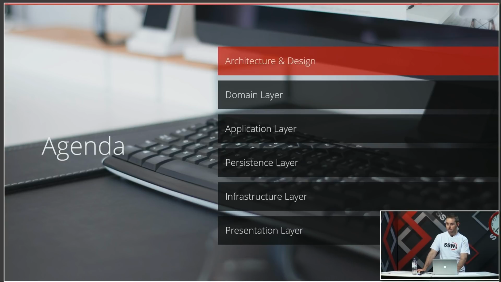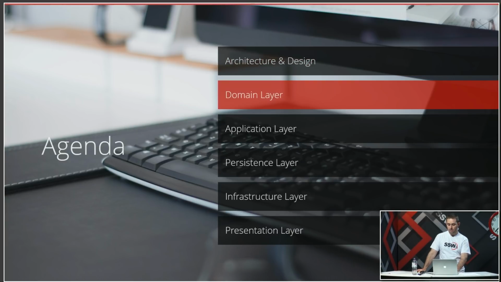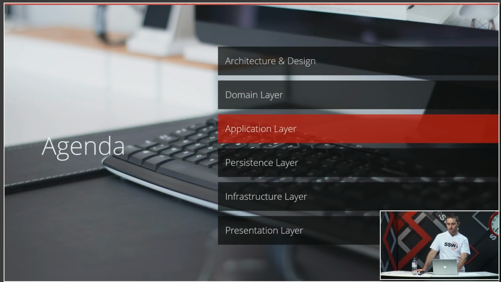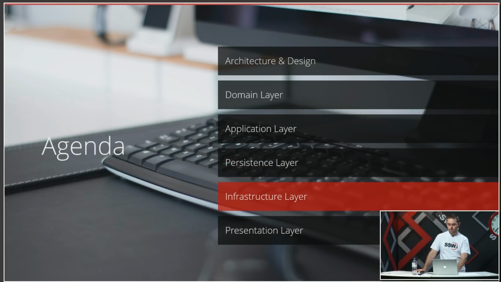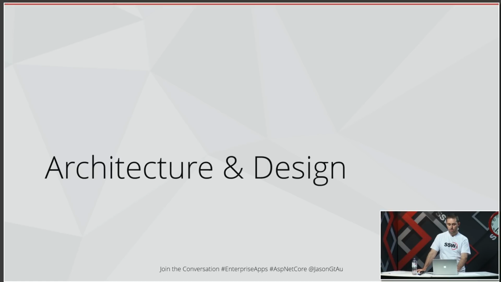So we'll start by talking about the architecture and design. And then we'll move across each of the layers. So the domain layer, the application layer, persistence layer, which is where we'll put all of our data concerns, infrastructure layer for our external concerns, and our presentation layer. So let's kick it off.